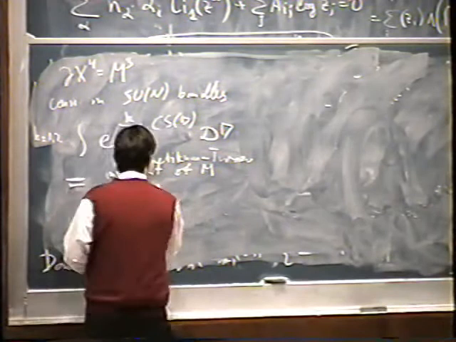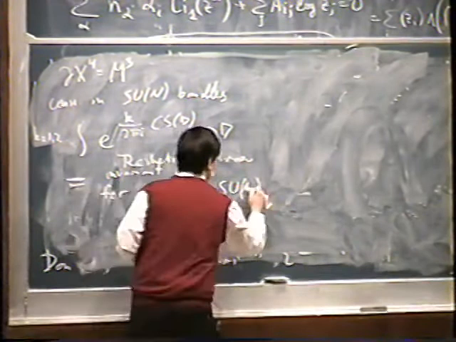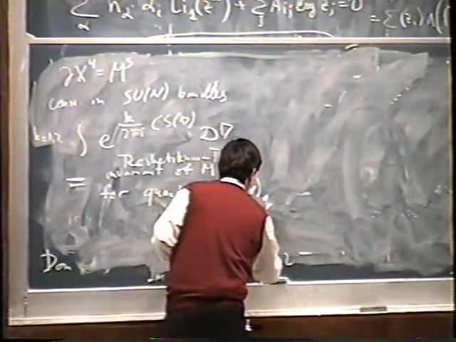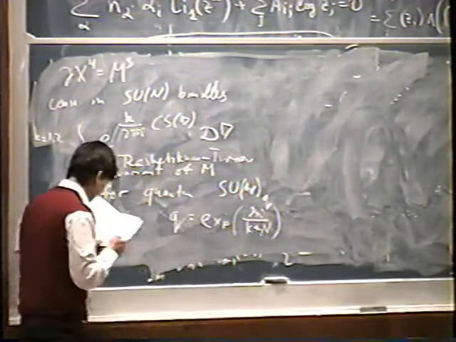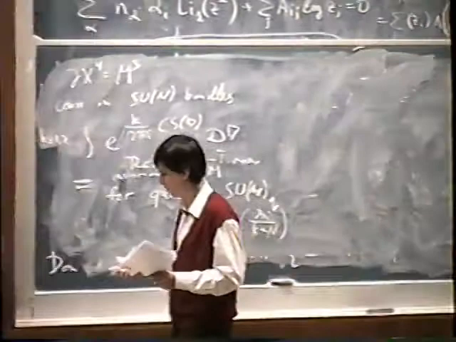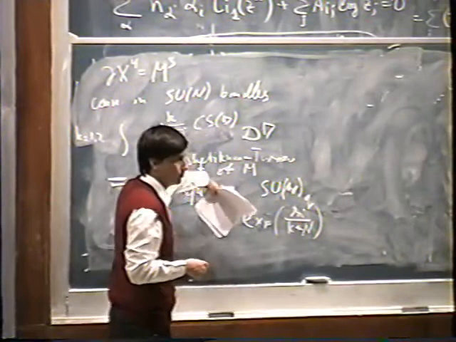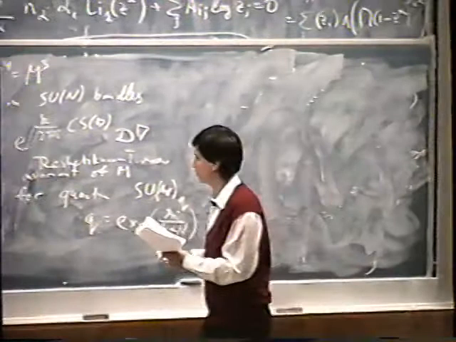It's a quantum group, it's not a group. SU(N)_q, where q is a root of unity, 2 pi i over k plus capital N. So there is some combinatorial prescription. If you have a triangulation of your manifold, you can make some finite sum and calculate this number. Let's call it the number Z_k.